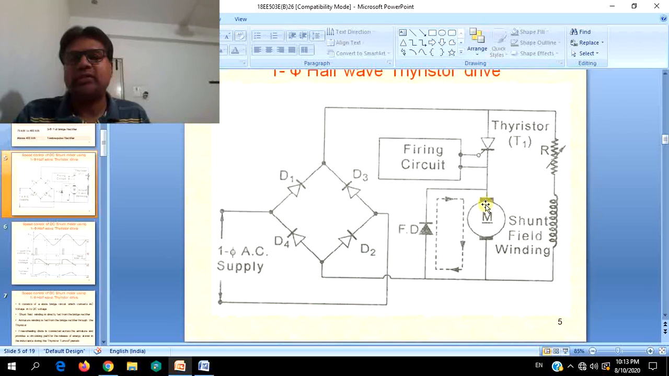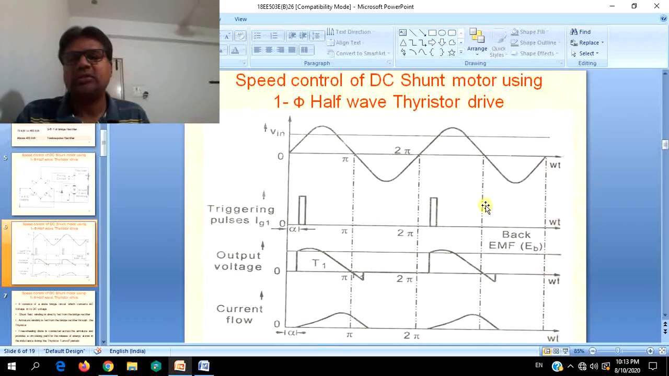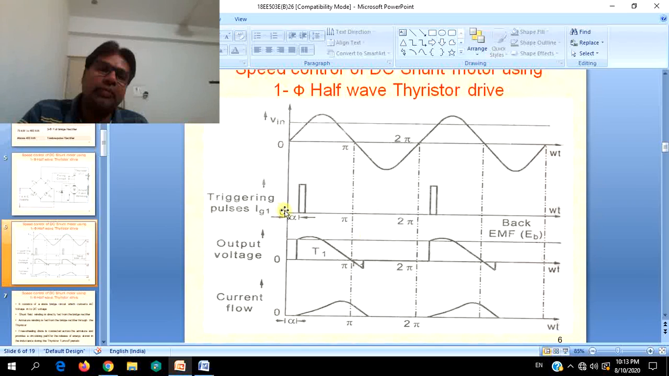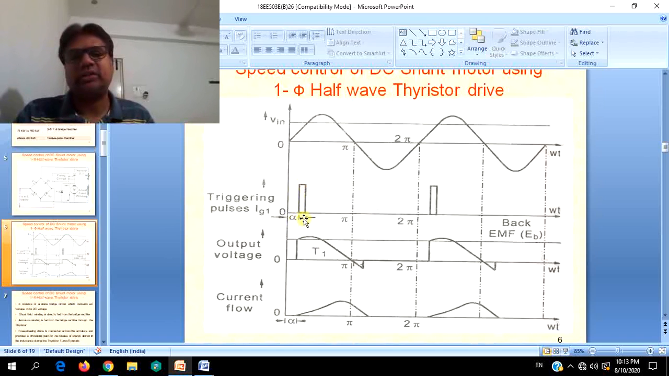So just go through the waveforms which we already know. This is the supply waveform. Between 0 to alpha, the total voltage across the load will be 0. The SCR will be blocking the total voltage. And when at angle alpha, the gate signal is given to the SCR, it conducts. Now full voltage will appear across the armature, and current also flows through the armature. It increases gradually due to the inductive nature.